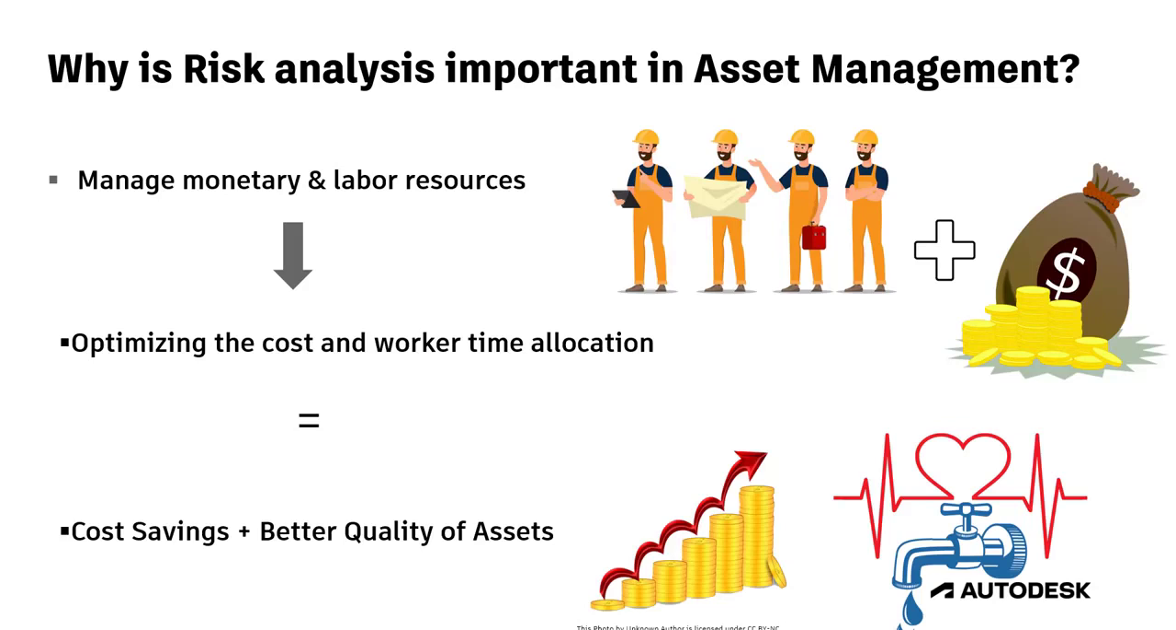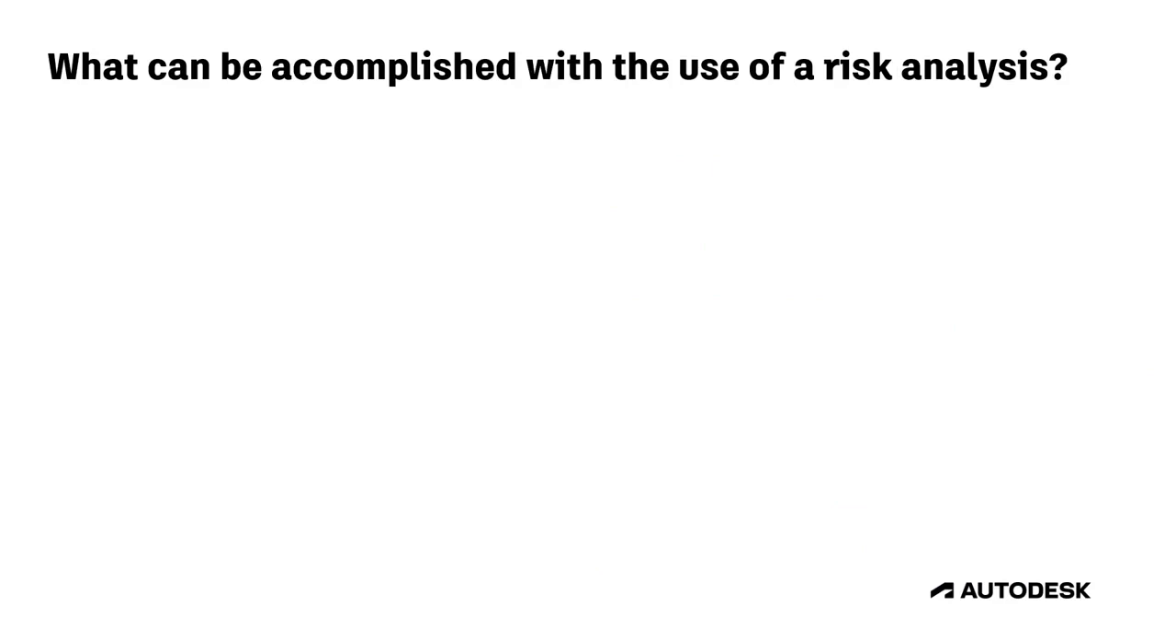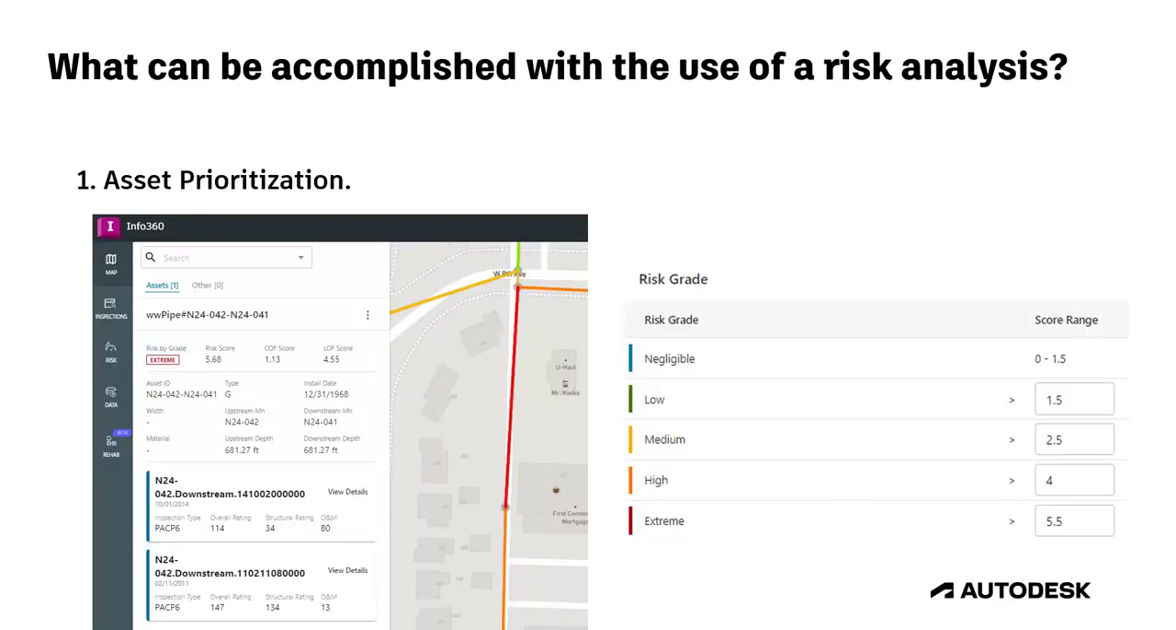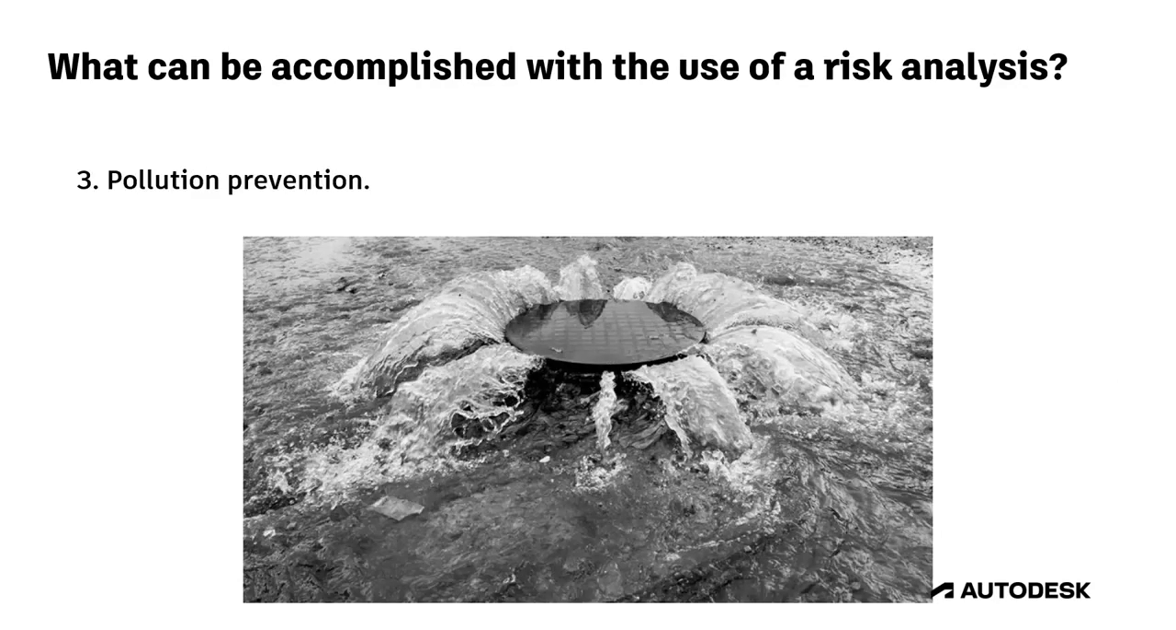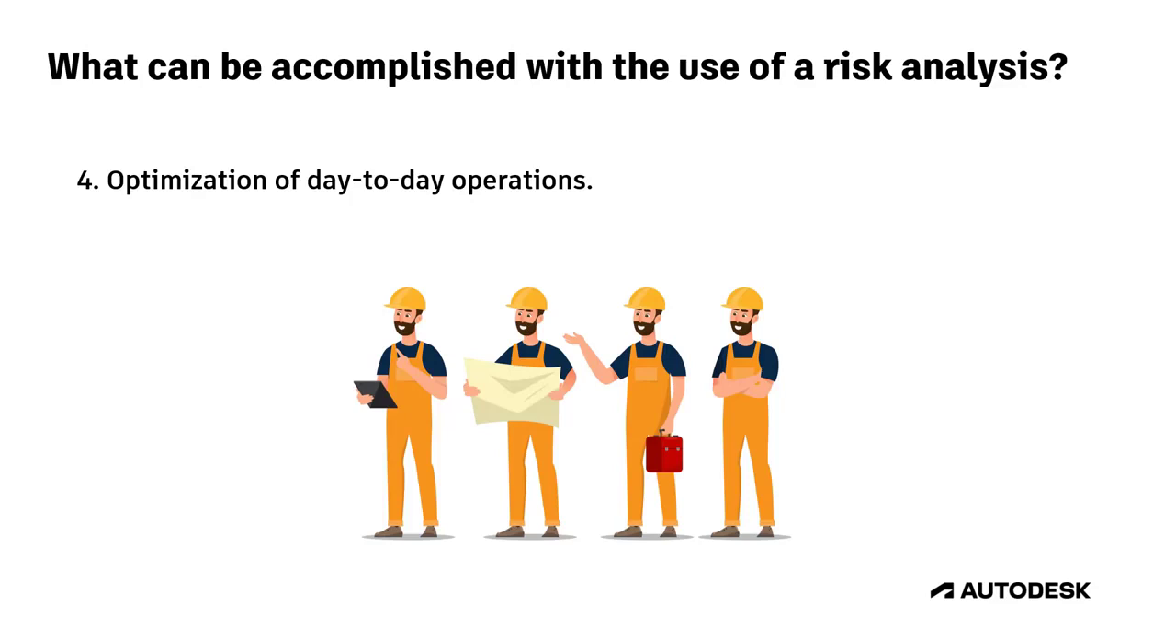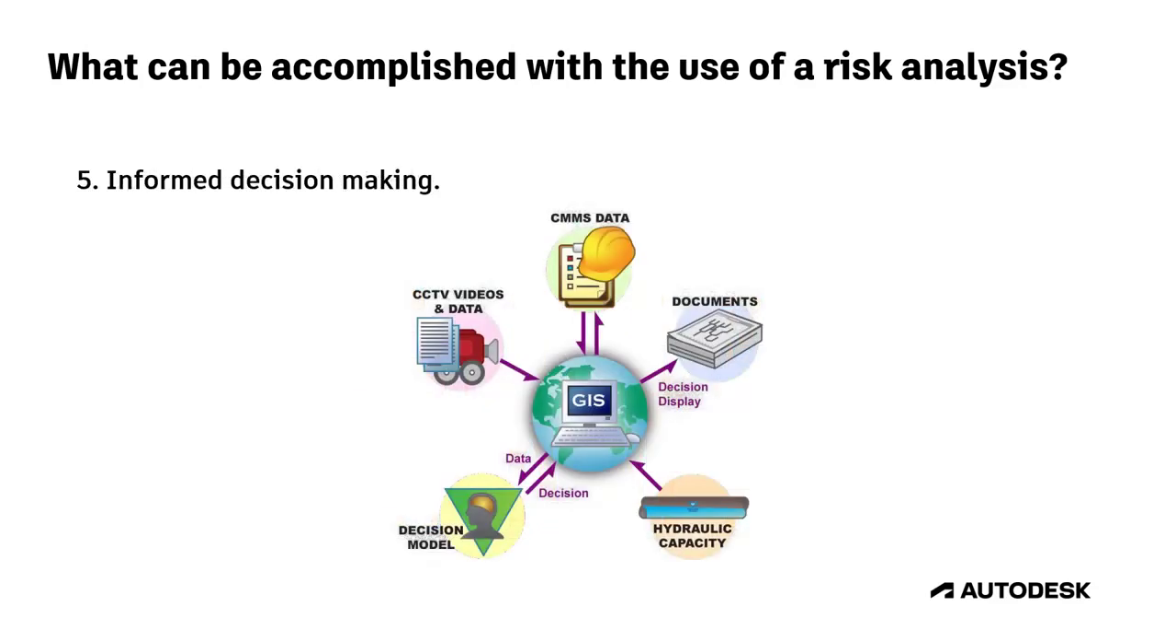This results in cost savings and improvement in the health of their systems. So what can be accomplished with the use of a risk analysis? Asset prioritization. In other words, focusing the city's resources on the assets that have the highest risk of failure. Asset failure prevention, by repairing assets before they fail in a proactive instead of reactive action plan. Pollution prevention, by preventing polluting events such as sanitary sewer overflows. Optimization of day-to-day operations.